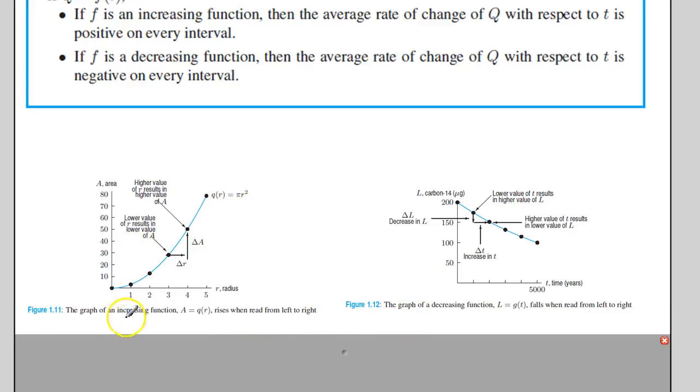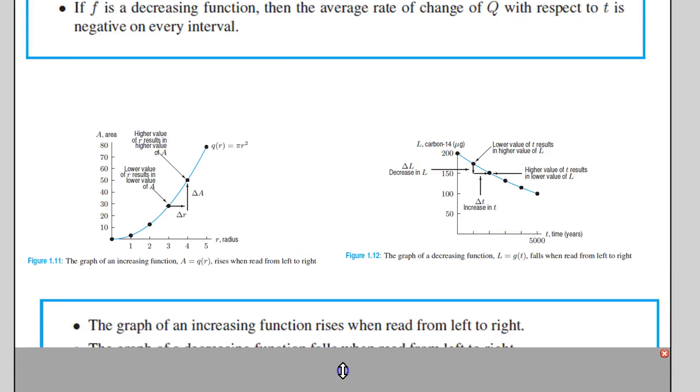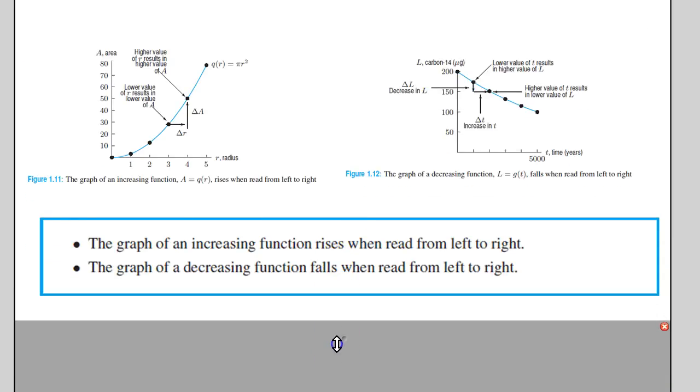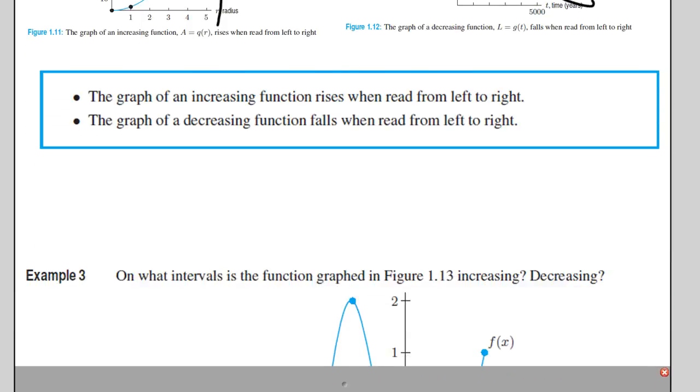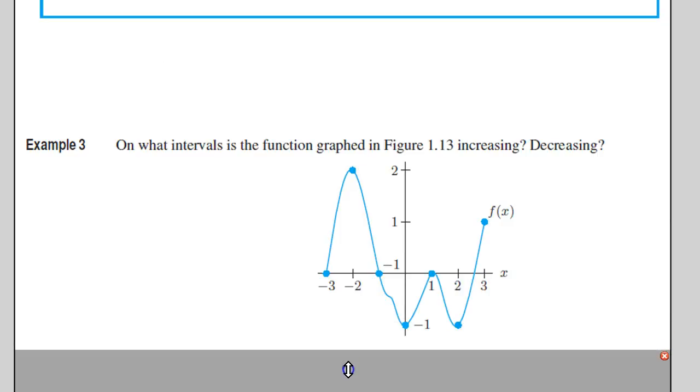So this function is called an increasing function because no matter which interval you take where the right endpoint is greater than the left endpoint, the function values are going to be bigger, or the rate of change is going to be positive. And the same here, except the rate of change is always going to be negative. A way to determine if a function is increasing from the graph is if the function rises when read from left to right. So this rises. And the graph of a decreasing function falls from left to right. Okay, simple enough.